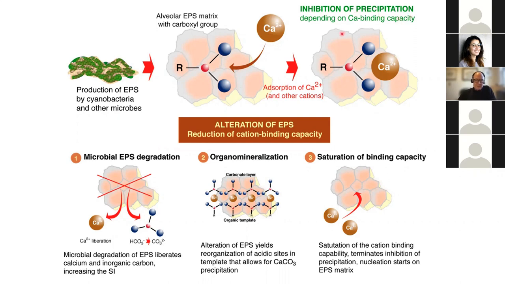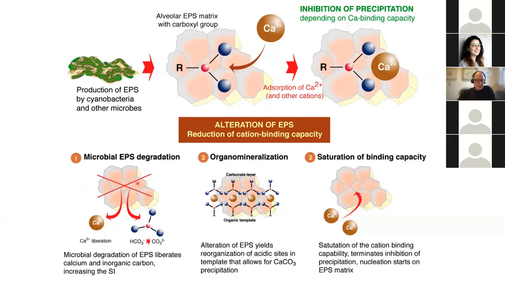So initially, the fresh EPS scavenges the calcium from the environment and actually prevents the precipitation of calcium carbonate. But at some point, it's like a sponge. If the sponge is full with water, calcium being the water, then the water runs through it. So when the saturation of this binding capacity is reached, you can get free calcium, and you can get the precipitation. The saturation index goes up, and you can get the potential of precipitation of calcium carbonate.